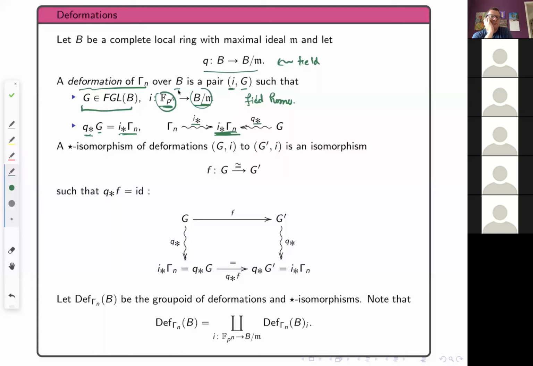Okay, so the kind of isomorphisms that we're going to be interested in for this groupoid are going to be called star isomorphisms, okay? So a star isomorphism from one deformation to another, oh, I switched my pairs, that's okay. This is an isomorphism of formal group laws from G to G prime, but there's going to be one condition. We're not going to look at all isomorphisms. We're going to ask that Q star F is the identity.